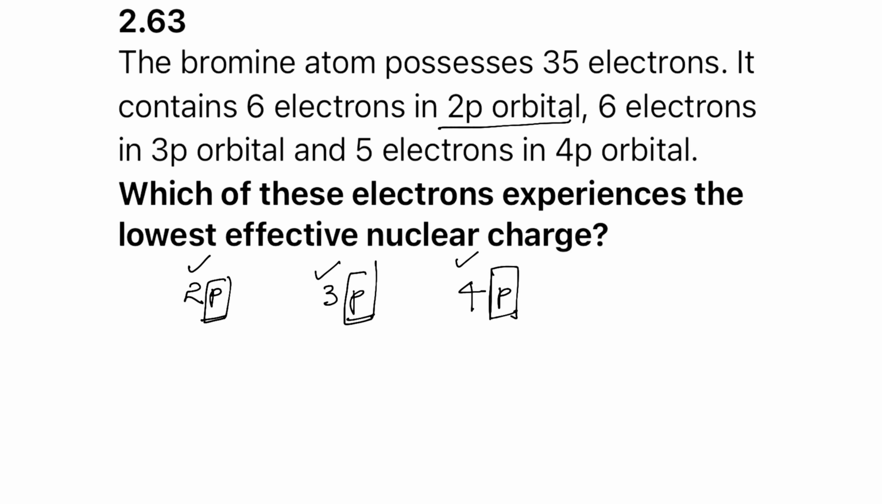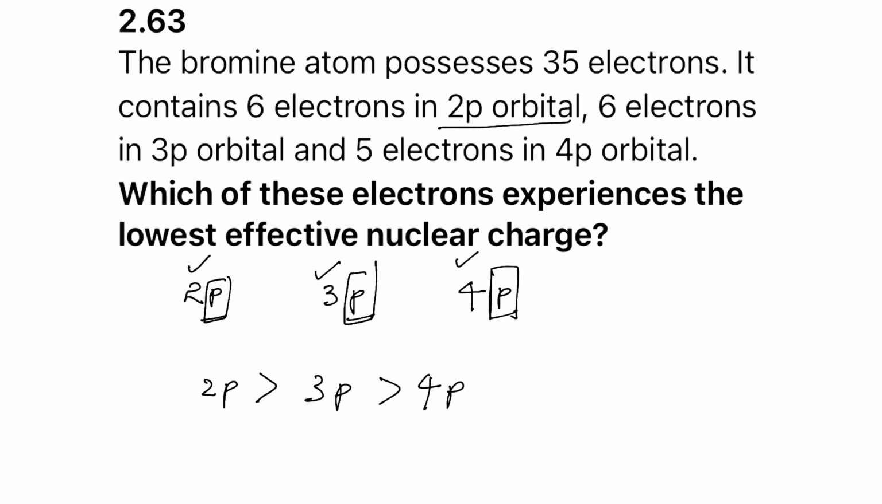Which one is least? 2p. 2 is least, right? So 2p experiences maximum effective nuclear charge, then 3p, then 4p. See, 4p is the farthest from the nucleus compared to 2p and 3p. So 4p experiences the lowest effective nuclear charge, and 2p experiences maximum. Okay.